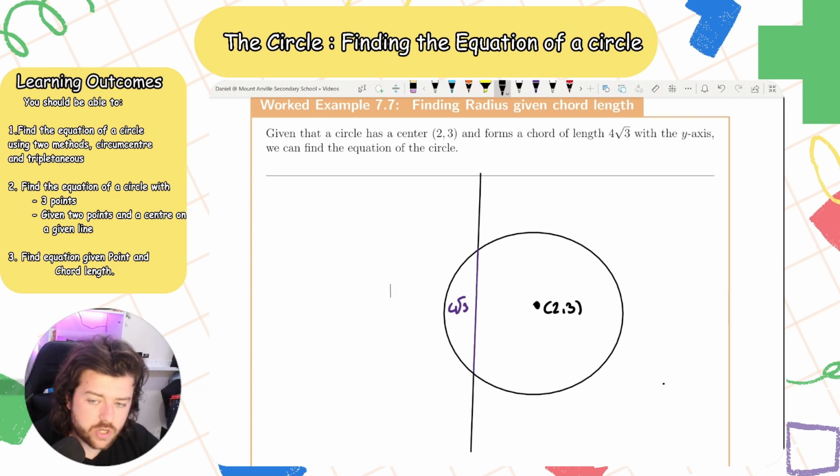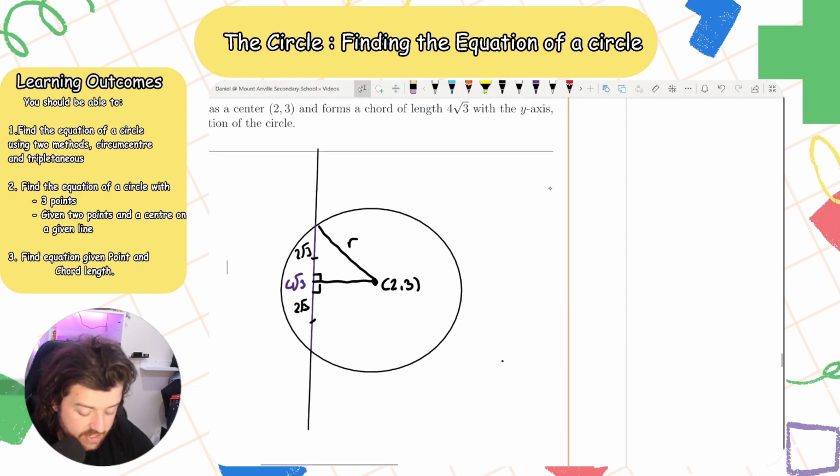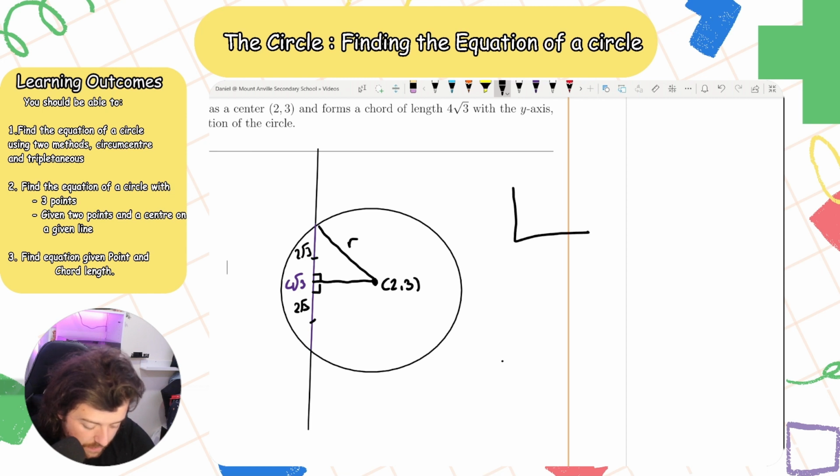So what information could I use here? Well, I know that the center bisects the chord. So this would be 2 root 3, and this would be 2 root 3. And then I know this is my radius. So I've made a little right angle triangle here, so I'm going to use Pythagoras. First of all, I know this is 2 root 3. I know this is my radius. But what about this length here?